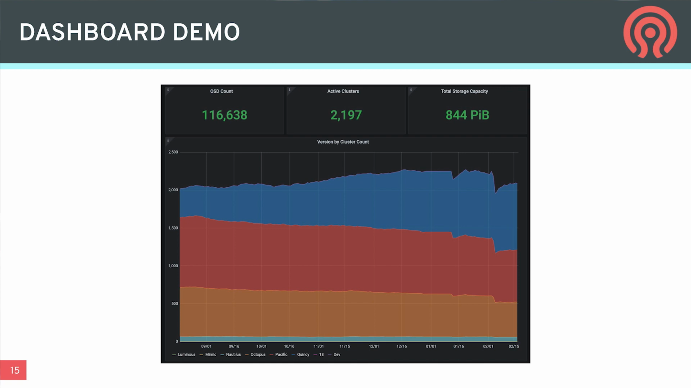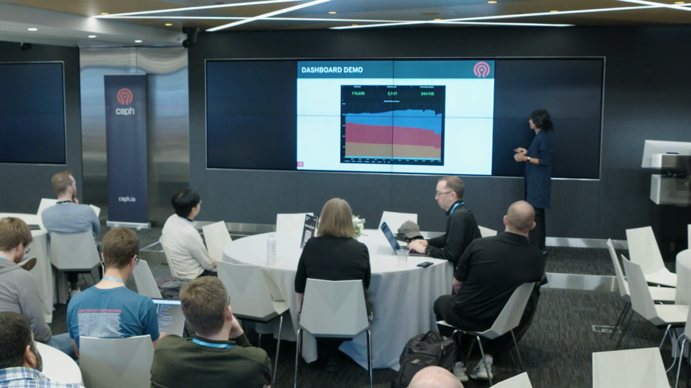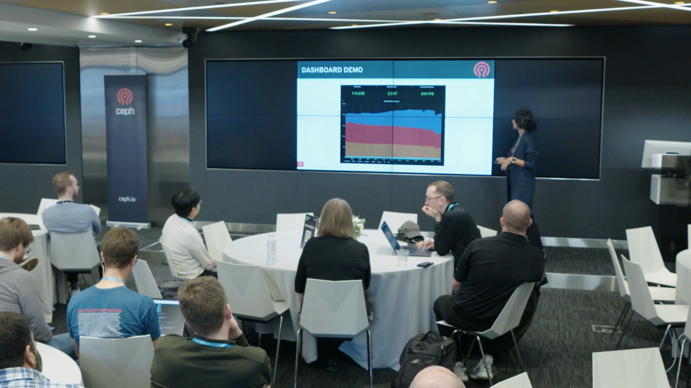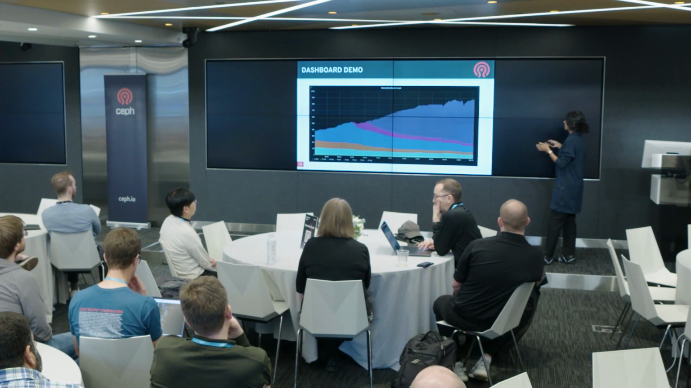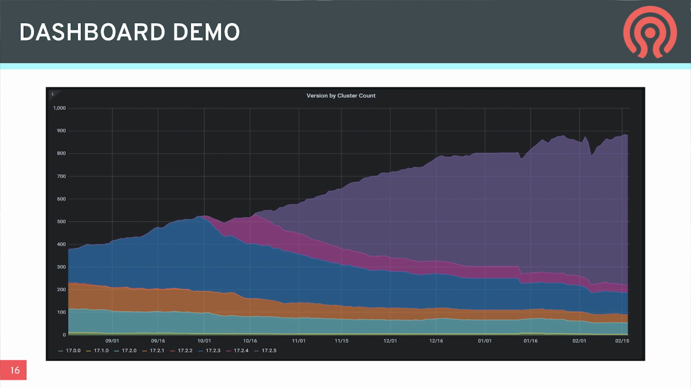This is a pretty recent screenshot, and you can see that the most popular versions in the wild are Pacific, Octopus, and Quincy. There are about 844 petabytes total capacity from all the clusters that report. We can also see a breakdown of the versions for the clusters that report.